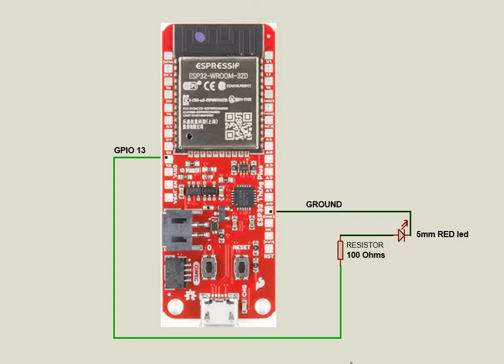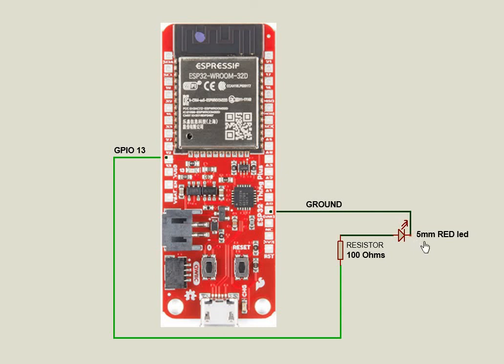First, you'll have to connect the anode of the LED, the longer pin, to the GPIO 13 pin of the development board. And you'll have to use a 100 ohm resistor or something similar to it to reduce the amount of current that this LED will receive.